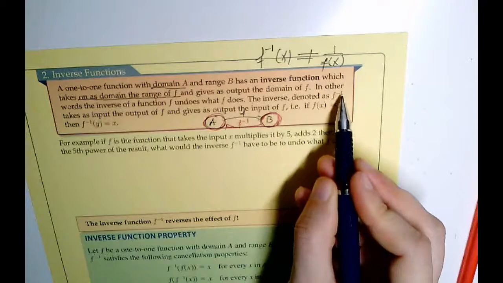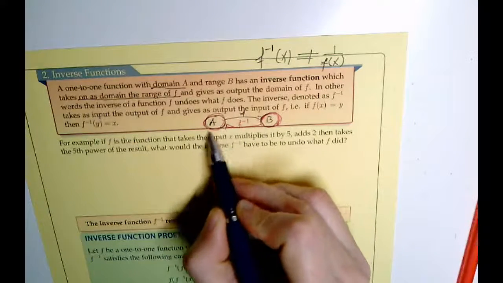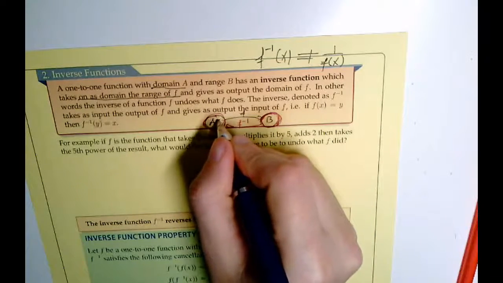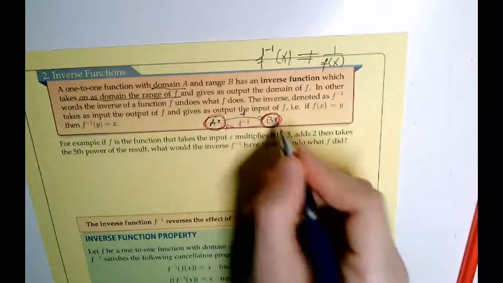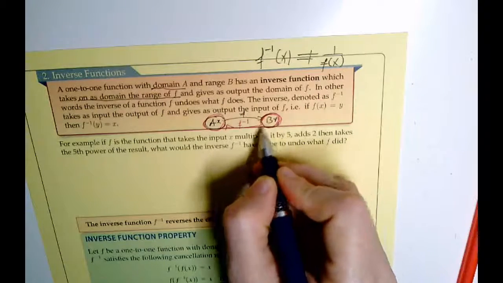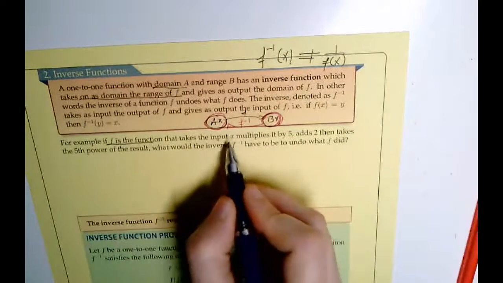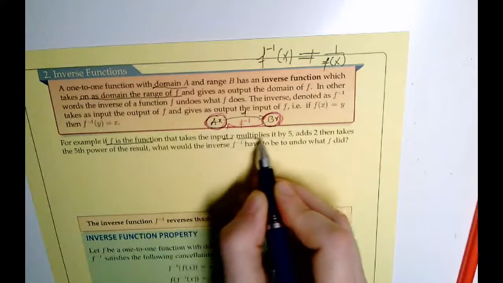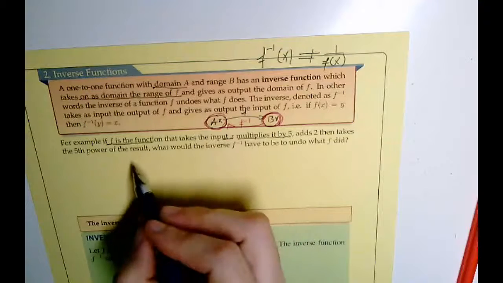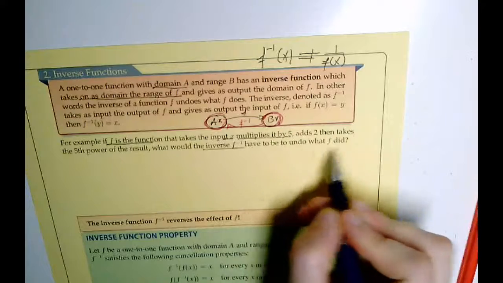So the inverse, we denote it as f inverse, takes as input the output of f and gives as output the input of f. So if I have an element x in the domain, f of x equals y, then the inverse is going to take the element y, so f inverse of y is going to give you x. So for example, if I have that f is the function that takes the input x and multiplies it by 5, and then adds 2 to it, and then takes the 5th power of the result, what would the inverse have to do to undo what f did?